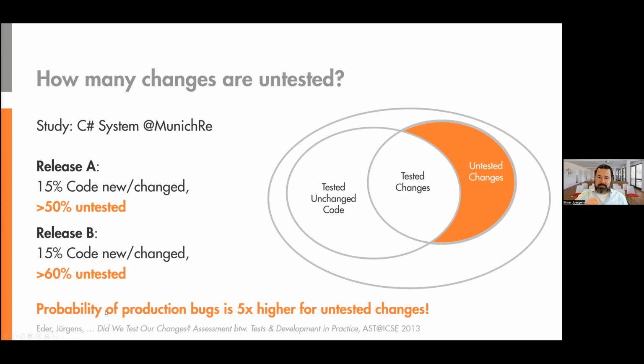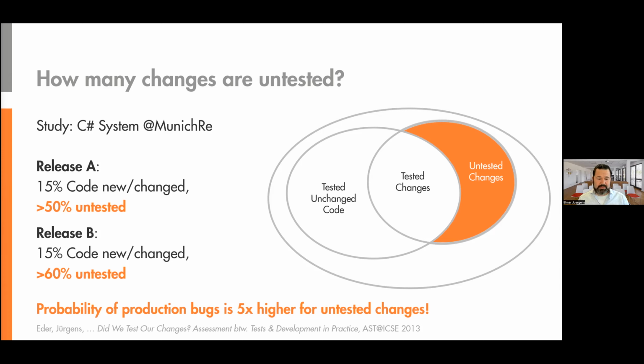And when we traced the bugs that were found, we found that the probability of production bugs was 5 times higher for the untested changes. So this part down here wasn't really surprising. We didn't know how much more likely bugs were in untested changes, but 5 seemed like a plausible number. What really surprised us was that in both cases, half of the changes that were performed by the development team were not ever executed during testing.